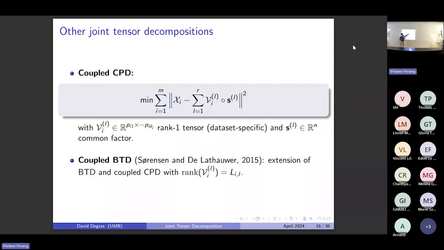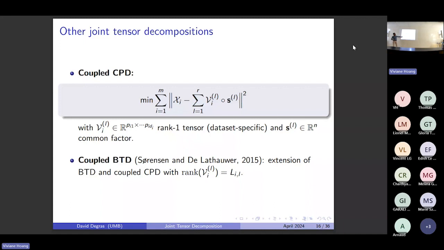This is a part that is dataset specific. It belongs to each dataset. And this last part here is a common score, common canonical scores, if you will, that are common across all the datasets. So this is the agent of the coupling. Right? This is sort of the shared variation, and this is the directions of variation that are different for each dataset. So we're trying to minimize this over those tensors Vi L, which are rank 1. Here, L, the index is just to go through the different components, from the first one to the last one.